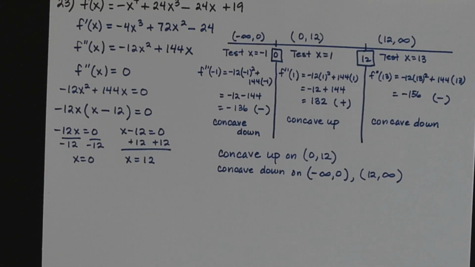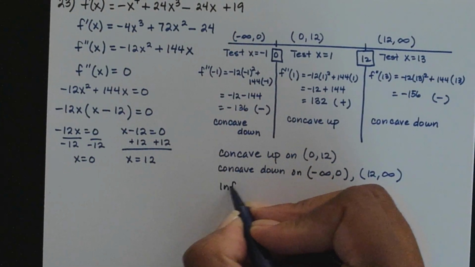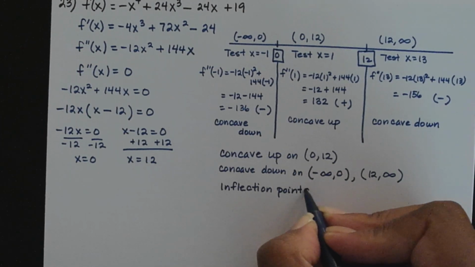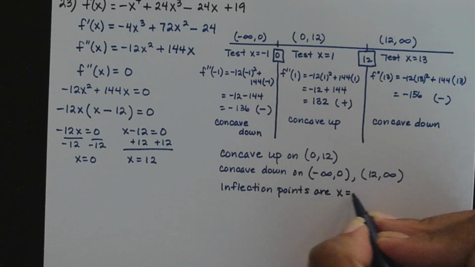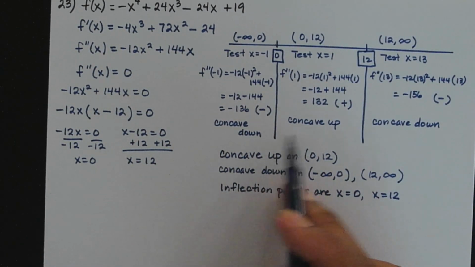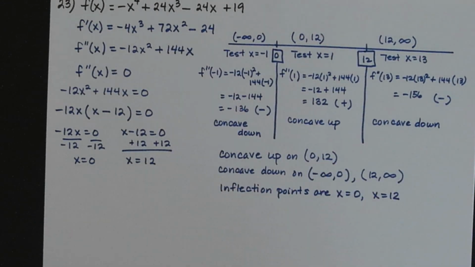Now let's determine the x-coordinates of any inflection points. Inflection points occur at x equals 0 and at x equals 12, because at 0 we have a change in concavity, and at 12 we also have a change in concavity. Okay, and I think that's all they asked for in problem number 23. Any questions on this?